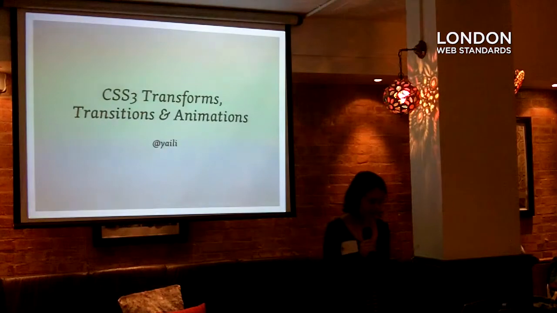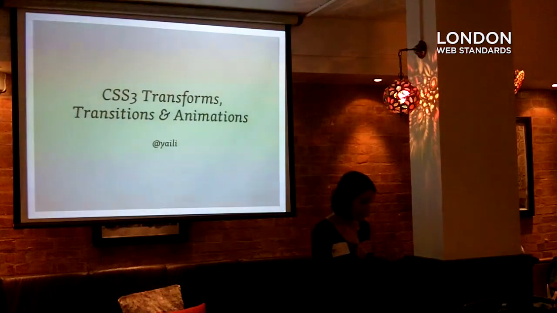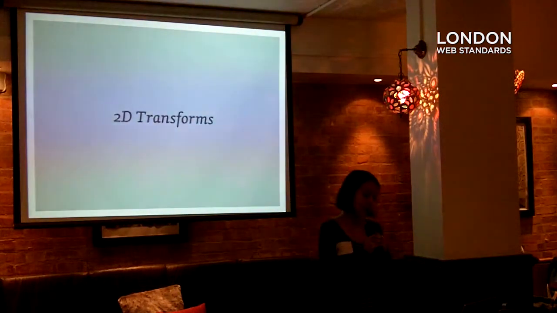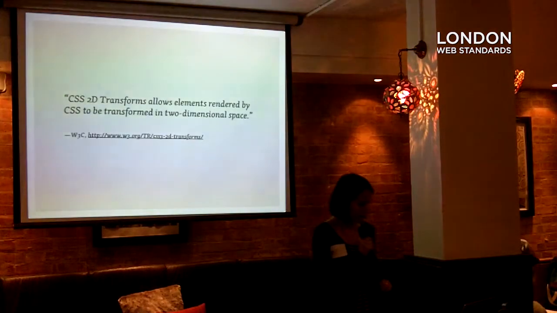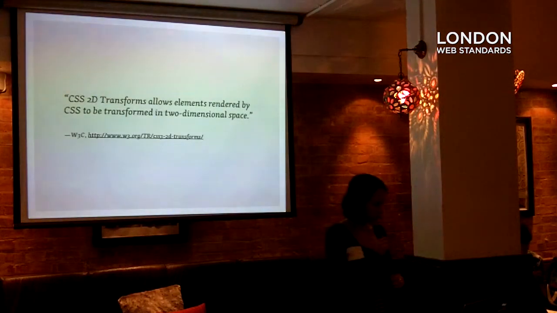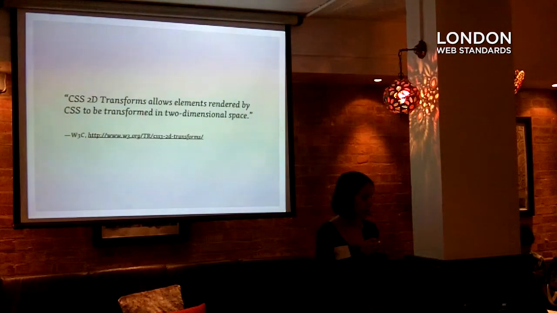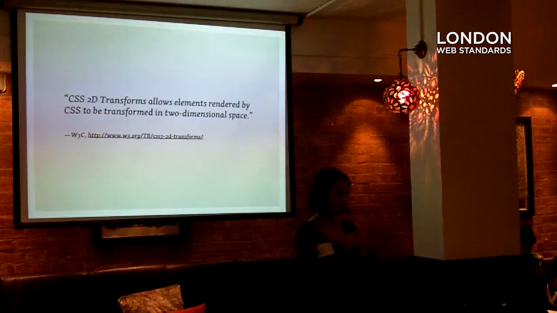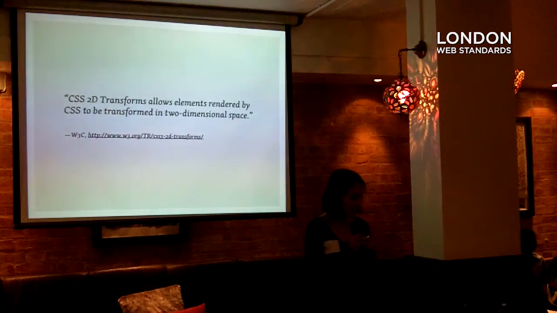So what are these CSS3 transforms, transitions, and animations? Let's look at 2D transforms first. Is this working fine? Yeah, cool. So the W3C definition of 2D transforms says that CSS 2D transforms allows elements rendered by CSS to be transformed in two-dimensional space. And by transformed, it means that an element can be moved. The term used in the spec is translated, and it can be rotated or it can be scaled.